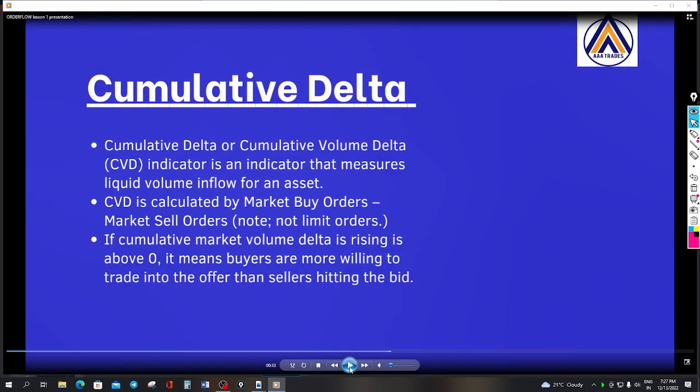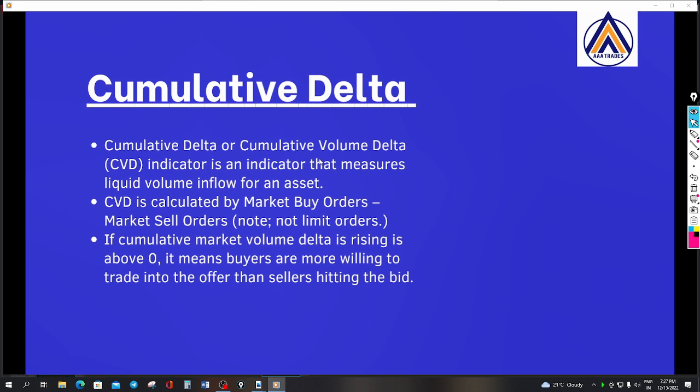Now comes the cumulative delta. Cumulative delta, or cumulative volume delta, is an indicator that measures liquid volume inflow for an asset. Liquid volume inflow means liquidity. When cumulative delta is more, that means there is more liquidity in that particular candle.